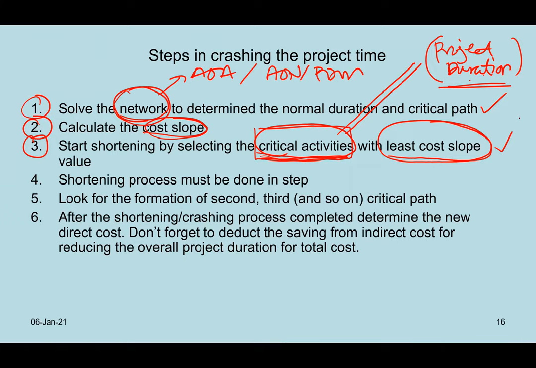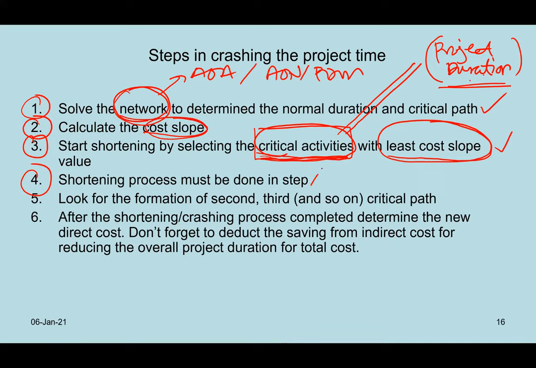This is what we call the least cost slope. Choose the cost slope which has a smaller value first. Then if you have no choice and you still want to reduce the overall project duration, then you have to go for the higher value cost slope. When you add those things up, it will form the total project cost. But the idea is that you do the crashing of the project step by step, not in one go. I will show you what the steps could be later on.